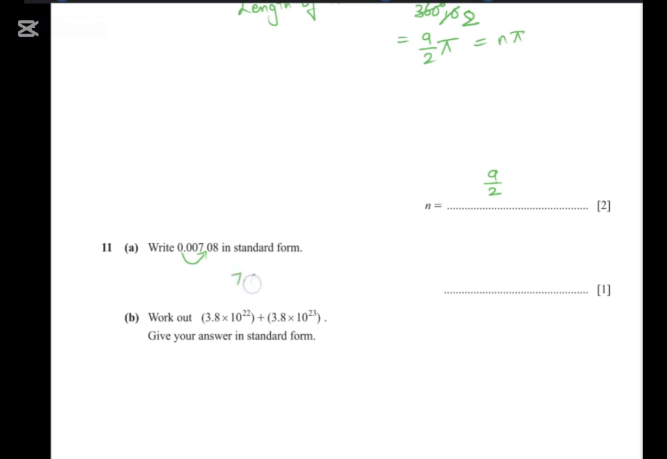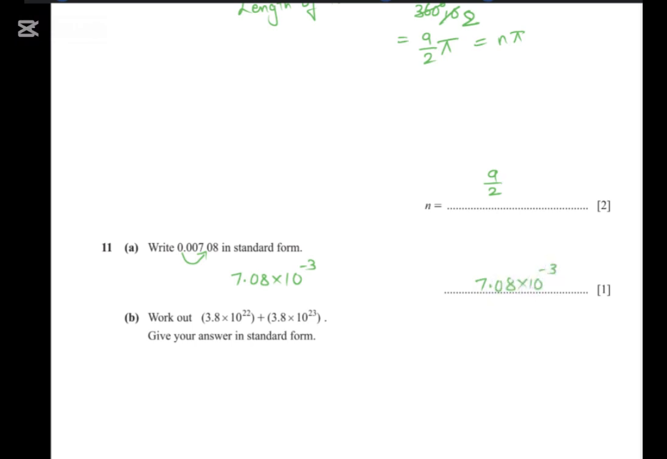So 7.08 into 10 raised to minus 3, because it is a decimal number and you are shifting it to the right, so you have to divide by 1000 from numerator and denominator. So that's why when you multiply, this point is shifted and you will be writing the denominator 1000 as 10 raised to minus 3. So here the answer is 7.08 into 10 raised to minus 3.